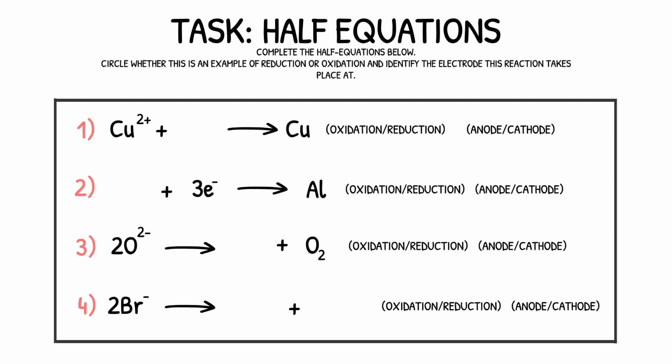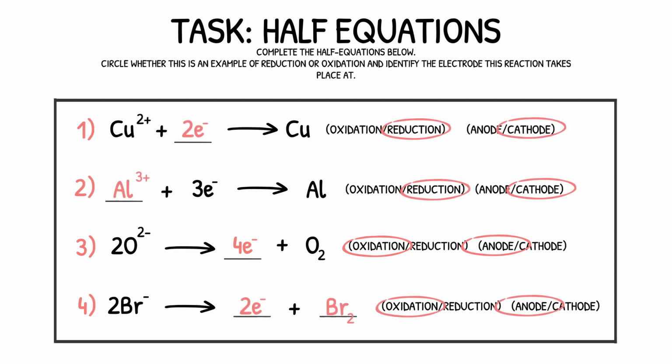Let's talk through the answers to question number 3. At the start of this reaction, we have 2 oxygen ions, where each individual ion has a 2- charge. This means that each oxygen ion will need to lose 2 electrons to return to its neutral state. Therefore, a total of 4 electrons are lost during this reaction. As electrons are lost during this reaction, this is an example of oxidation, and this reaction would have taken place at the anode. Here are the answers for the rest of the questions in this task.